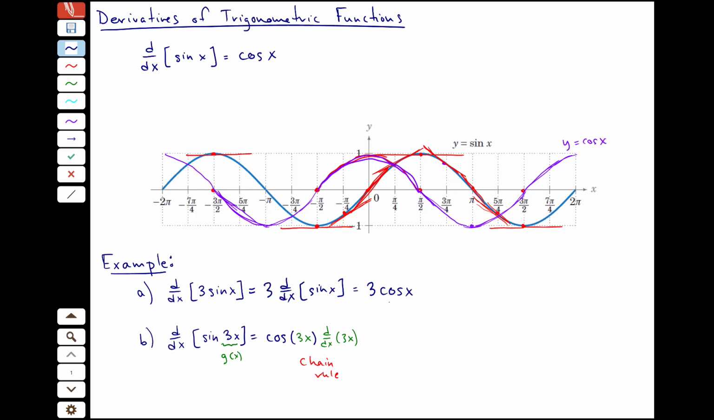So the derivative of 3x is just 3, and so overall we have cosine of 3x times 3, and usually when we simplify we'll just write this as 3 times cosine of 3x. So those are two examples of using other derivative rules along with trigonometric functions.